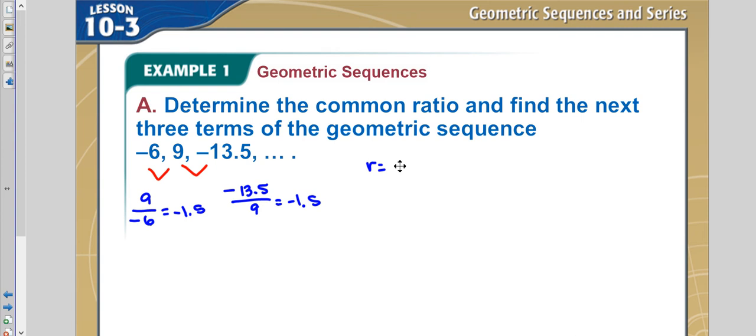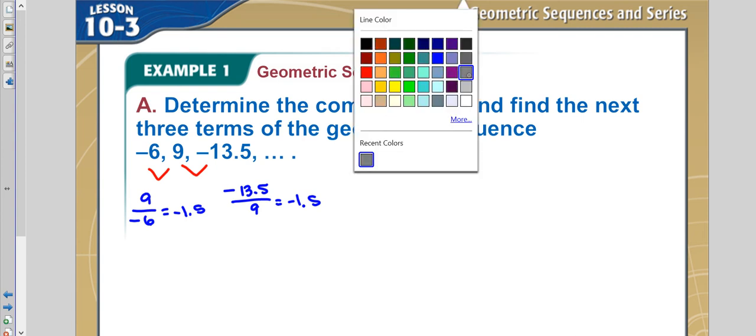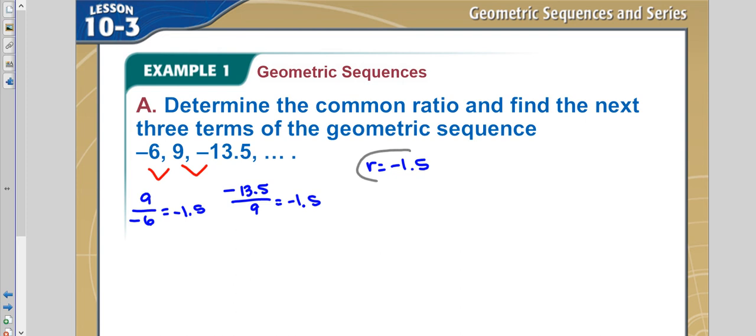So we already know that our R is -1.5. That's called the common ratio. And so that was part of the answer that it wanted us to find. It said find your common ratio, and then it said find the next three terms.